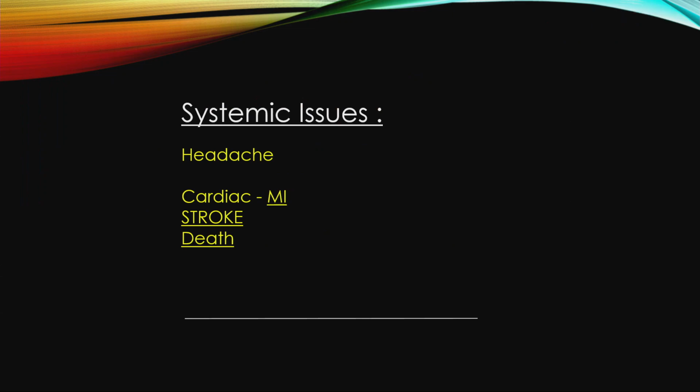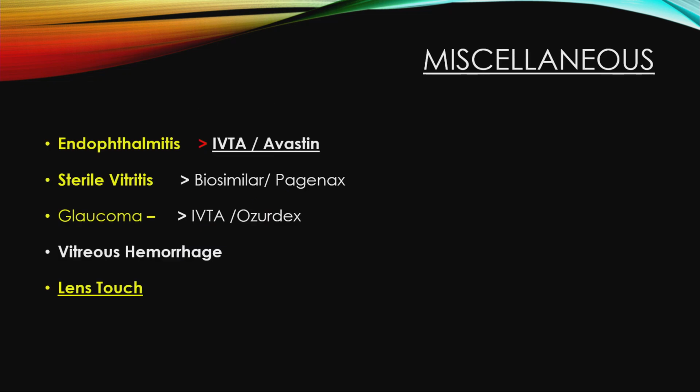The other systemic issues have to be kept in mind: a recent cardiac event or a stroke history within 3 months, and even after injections, multiple anti-VEGF injections you're starting for the first 2 years, for example, the stroke or MI has to be kept in mind if the patient is prone to it because of systemic status.